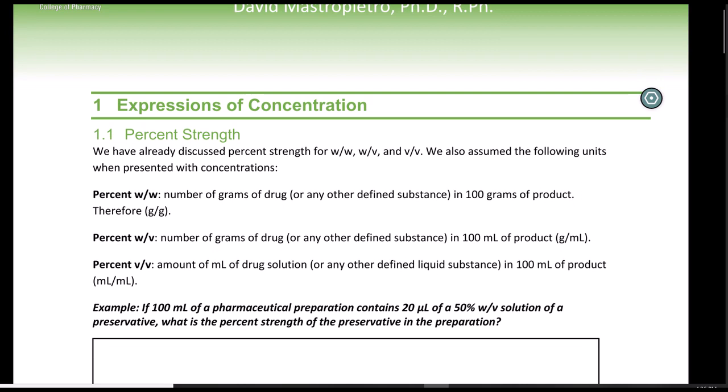When we express concentration and we have weight, volume, and volume, we have some underlying assumptions that we utilize. If I see 5% weight and weight, our assumption is that that is 5 grams of something in 100 grams of the material or the product. So this will be 5 grams in 100 grams of the product. The units are what's really important.